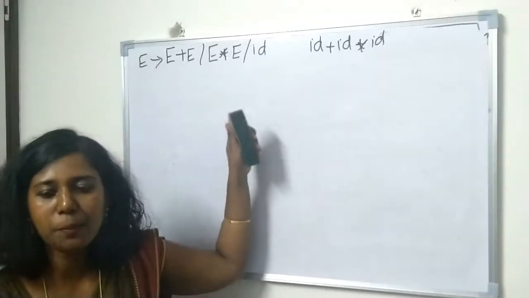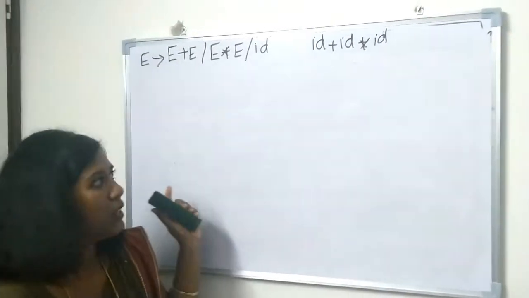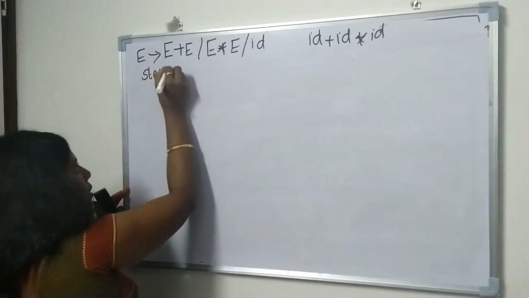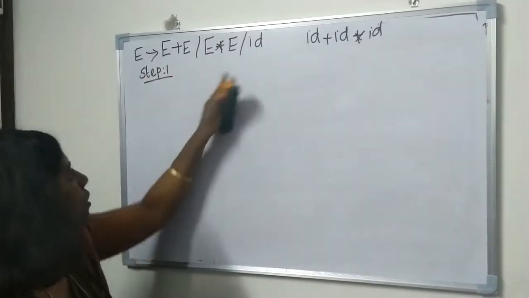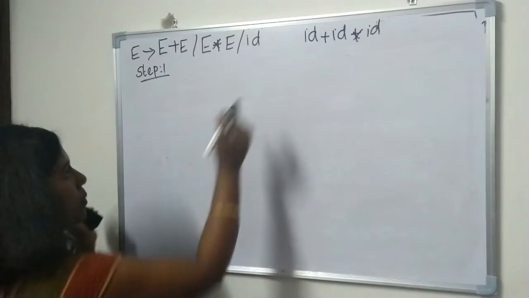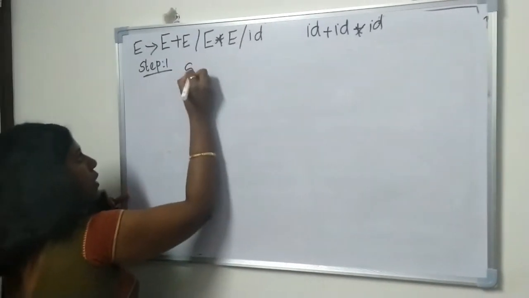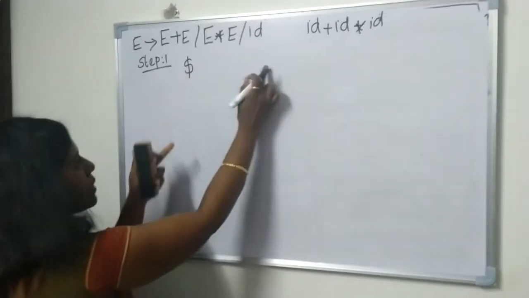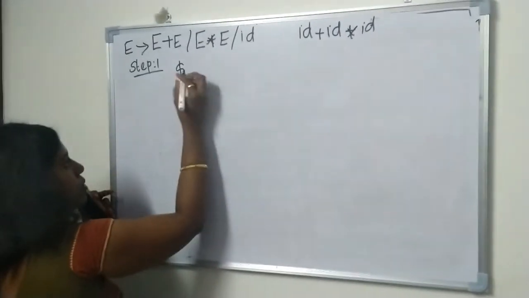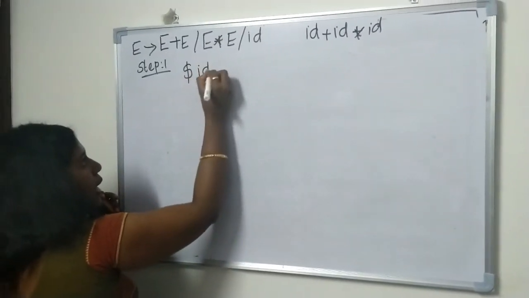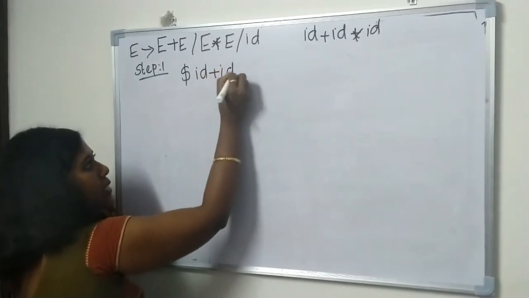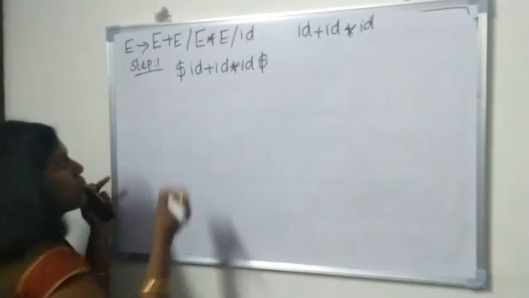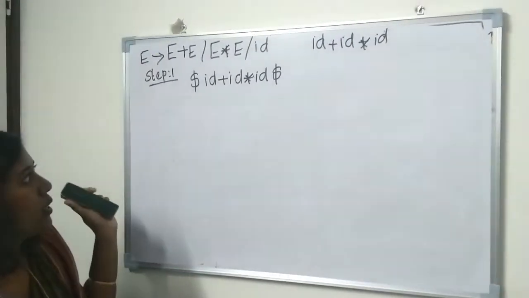using operator precedence parser. The first step here is to take this input string and write dollar in the front as well as after the input string. So dollar ID plus ID star ID followed by dollar. So this is your first step.